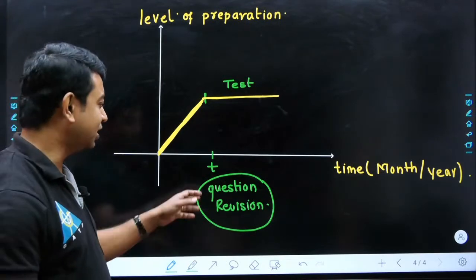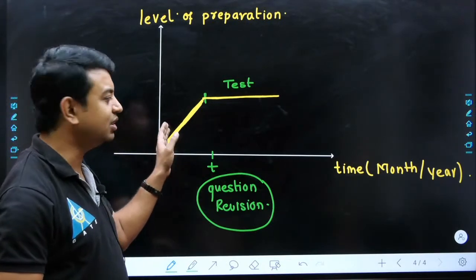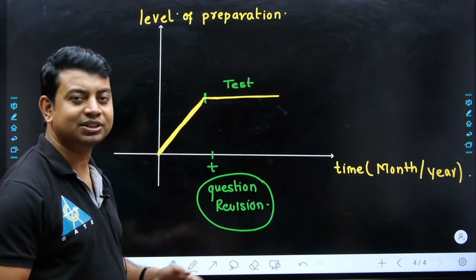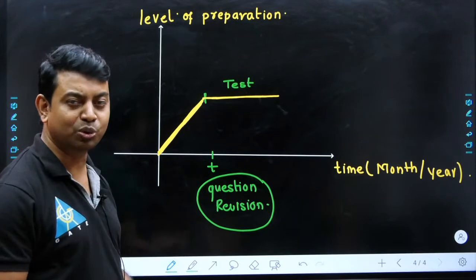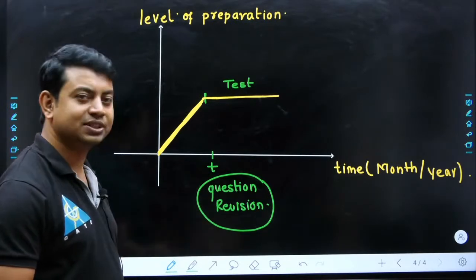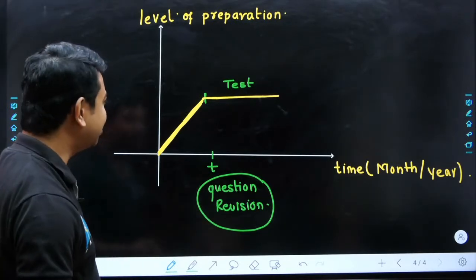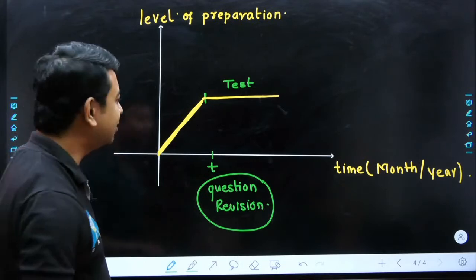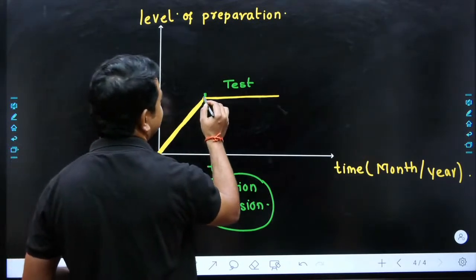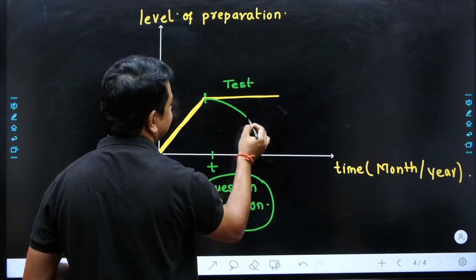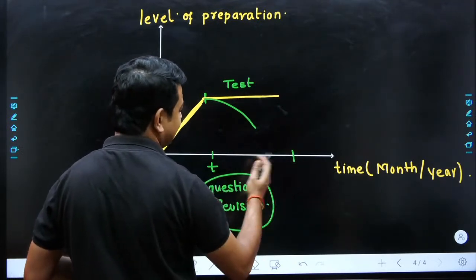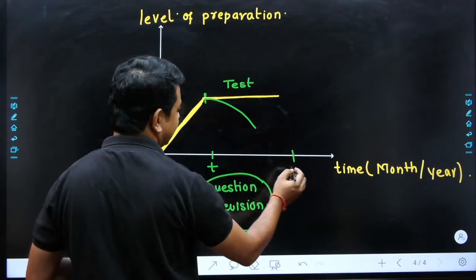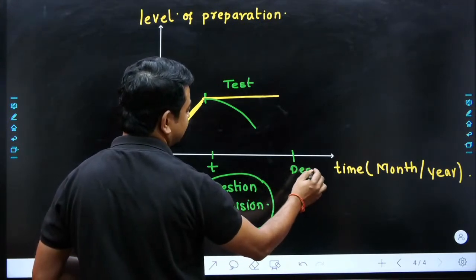So if you want this level to increase linearly, then you must do this: new questions and revisions. If you are doing that, you can prepare well. Otherwise you are in a plateau, or your preparation level will decrease like this. And if it goes on like that, it can go up to December.